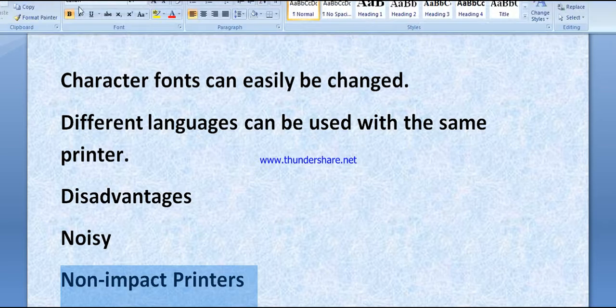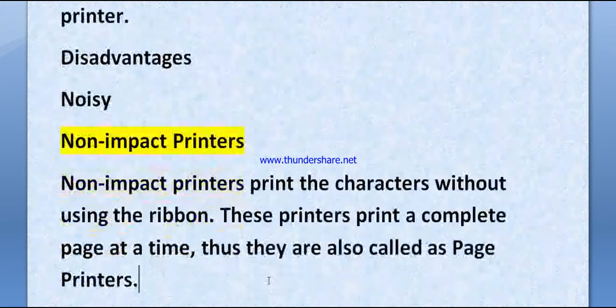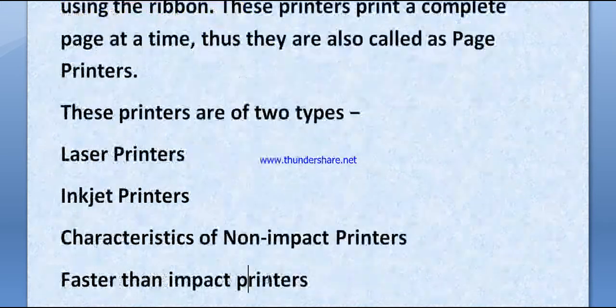Another category is non-impact printer. Impact printers we have finished. Now we'll talk about non-impact printers. Non-impact printers print the characters without using ribbons. These printers print a complete page at a time, thus they are also called page printers. These printers are of two types: laser and inkjet printers.